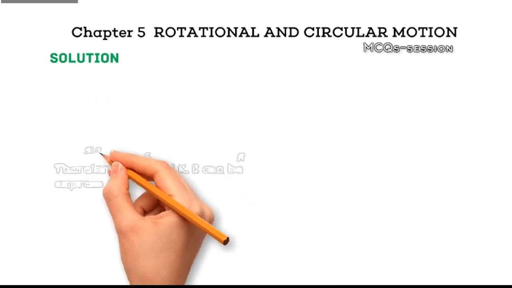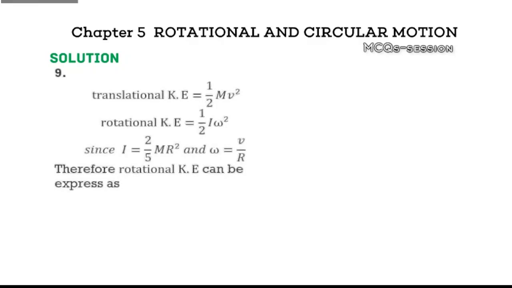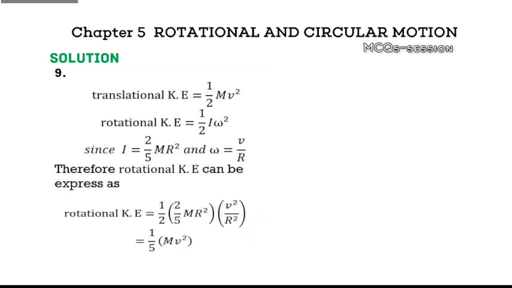Explanation. The formula for translational kinetic energy is 1/2 of the mass times the velocity squared. The formula for rotational kinetic energy is 1/2 of the moment of inertia times the square of the angular velocity. For a solid sphere, the moment of inertia is 2/5 of the mass times the radius squared, and the angular velocity can be expressed as the velocity divided by the radius. Substitute the expression for the moment of inertia and angular velocity into the rotational kinetic energy formula. This simplifies to rotational kinetic energy being 1/5 of the mass times the velocity squared.